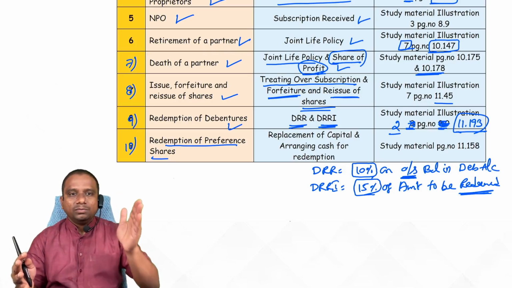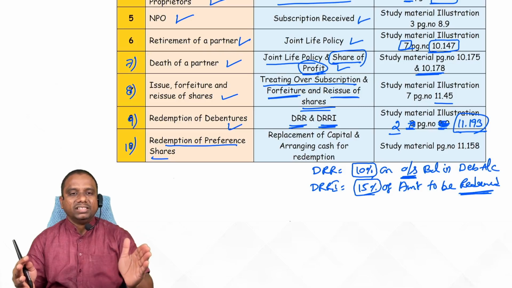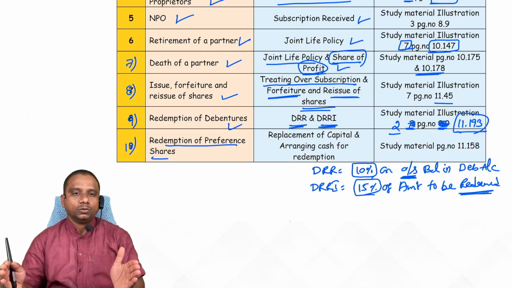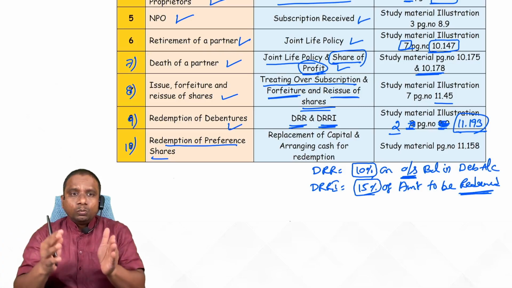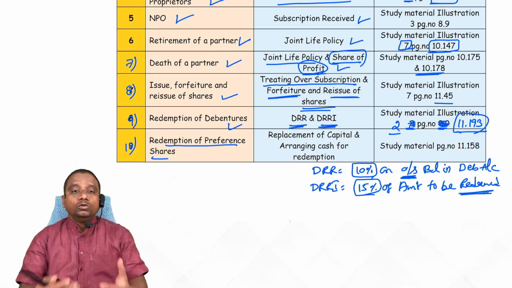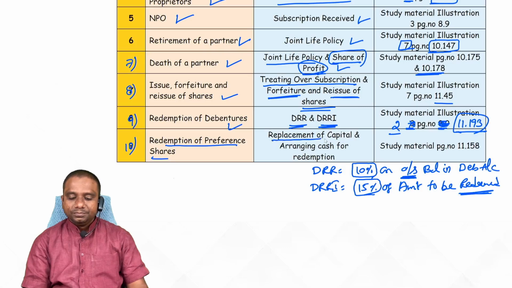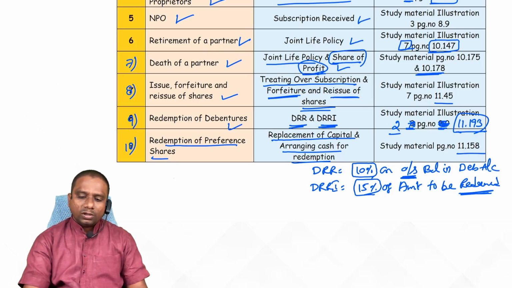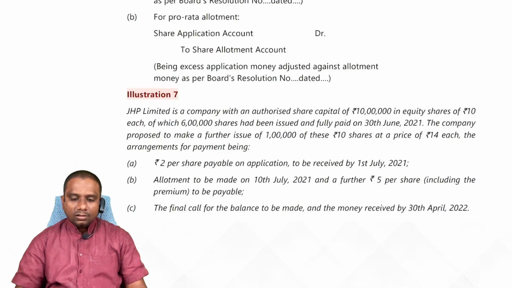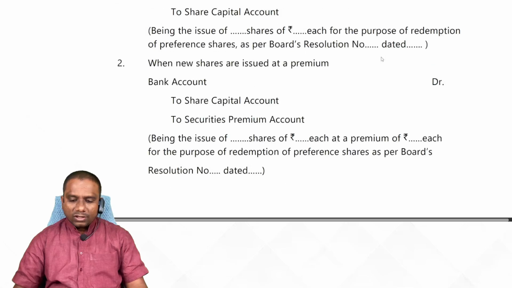Check. For redemption, capital replacement is the first condition. Second, you should have cash also. When it comes to both conditions, then how do we solve a problem? Get replacement of capital and arranging cash for redemption. You get page number 11.158. Observe.